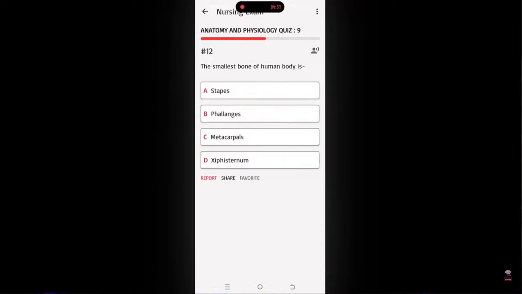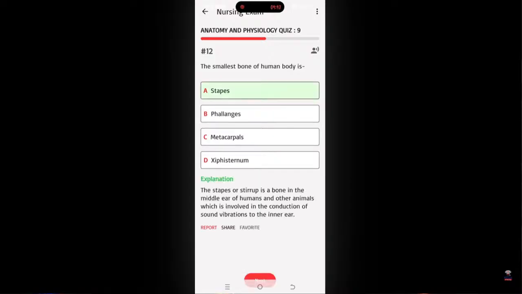The smallest bone of the human body is: A. Stapes. B. Phalanges. C. Metacarpals. D. Xiphisternum. Correct answer. The stapes or stirrup is a bone in the middle ear of humans and other animals which is involved in the conduction of sound vibrations to the inner ear.